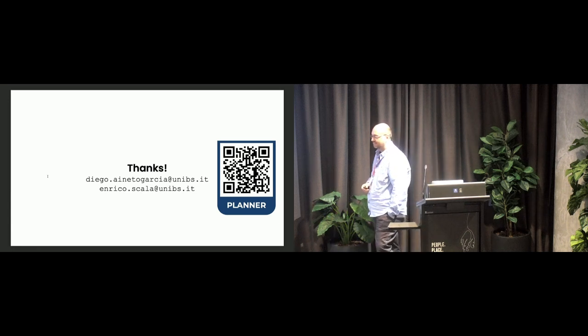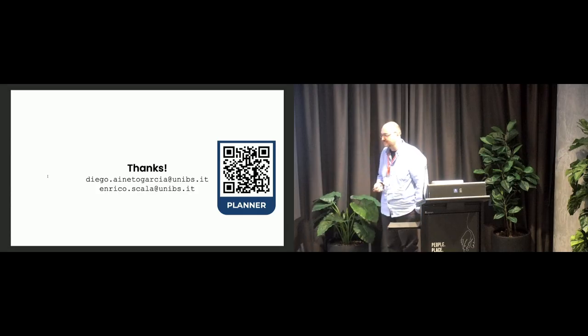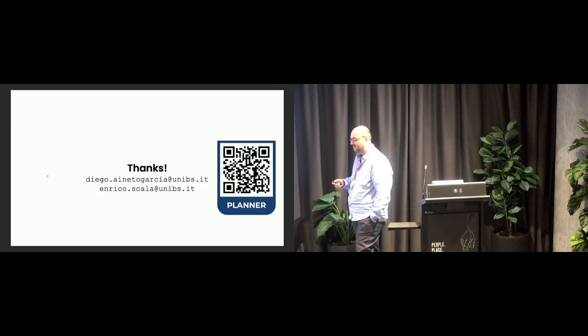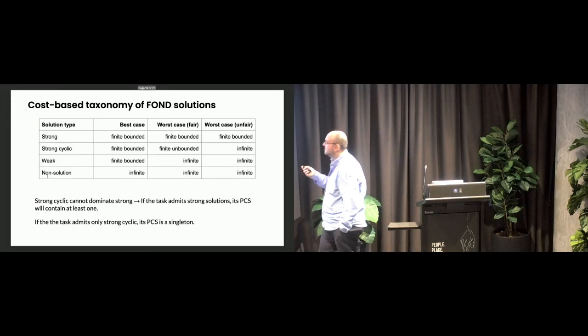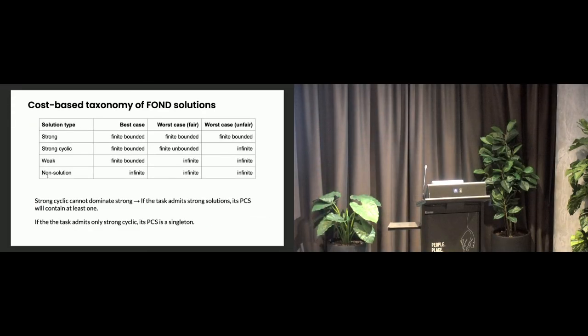Okay, thank you, Diego. So let's see, if you do FOND planning, in principle every strong policy will be sort of Pareto optimal in relation to any strong cyclic policy. But there may be strong cyclic policies that are also Pareto optimal as well. So if there is a very good path in the best case, it's going to be Pareto and so on. Is that correct? No, a strong cyclic policy can never dominate a strong policy. So if the solution admits strong policies, at least the Pareto frontier will have one strong policy. Yes.